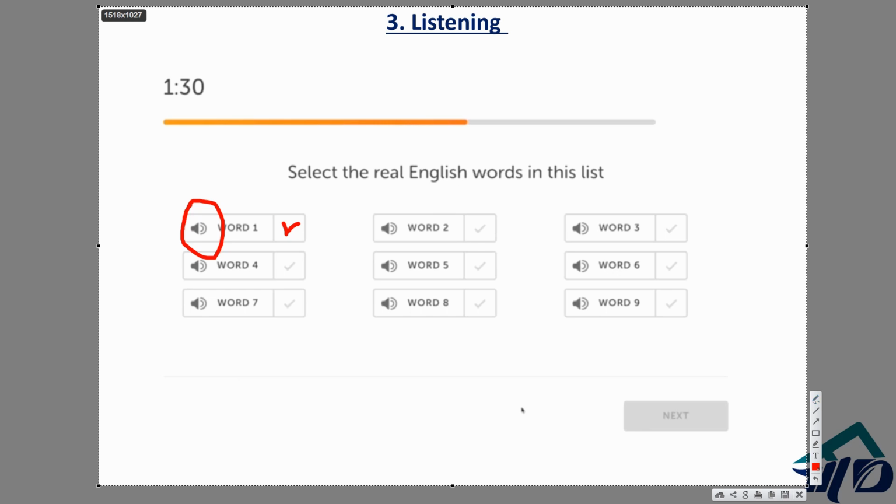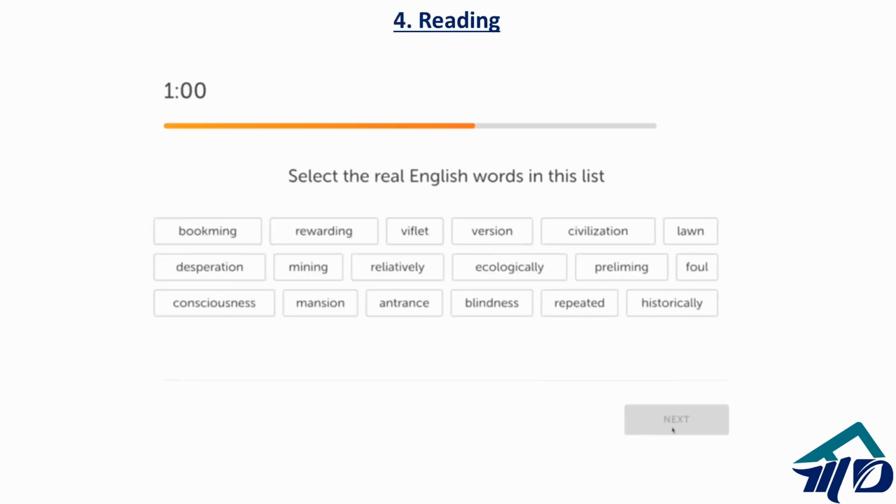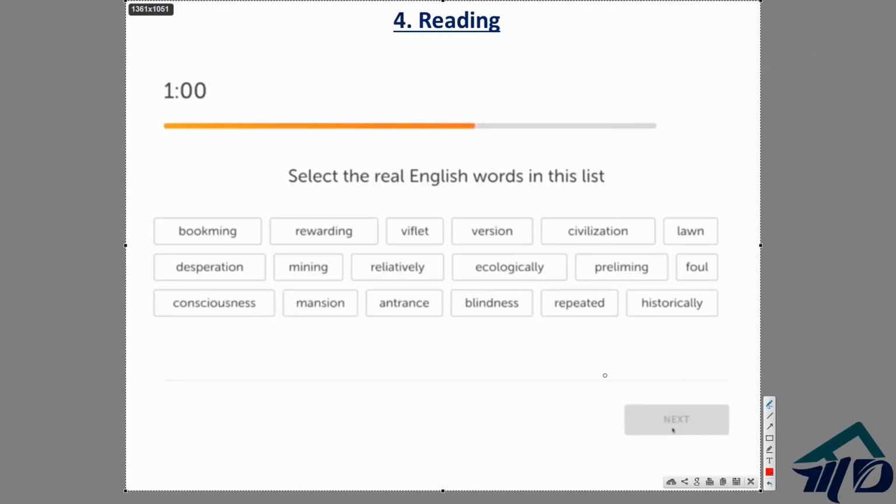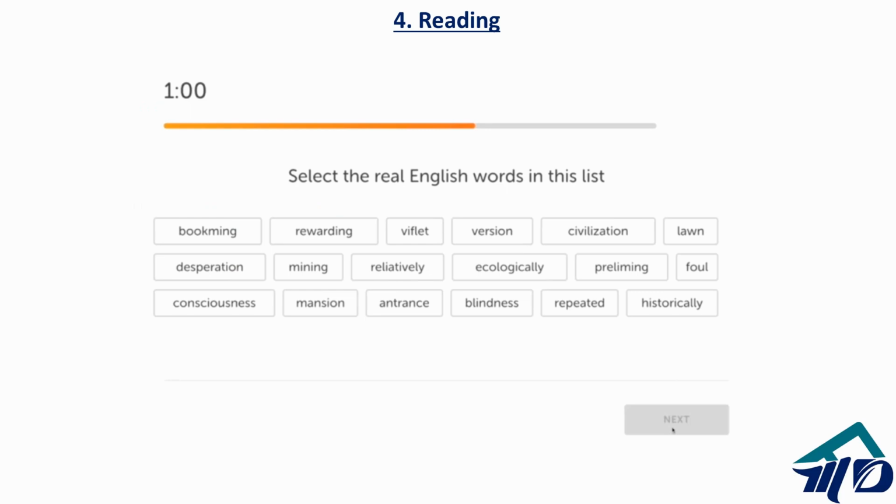Okay, jumping on to the fourth one. The fourth one is again similar, but instead of listening to a statement, you just have to read only. Like, this is incorrect, leave it. This is correct, just click on this one, it will get selected. That's all, guys. Read all the words. If you feel something is correct, just click on it, it will get selected, and that's all. Then click on next.